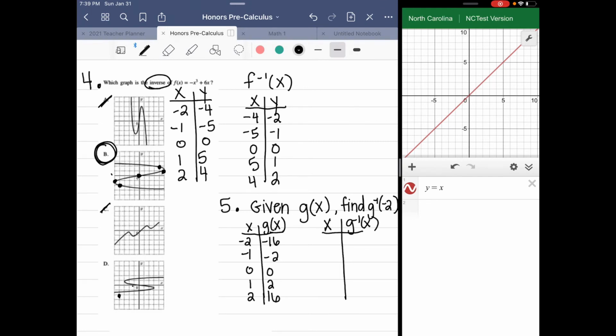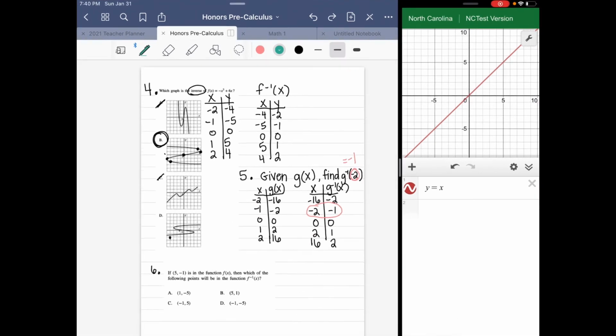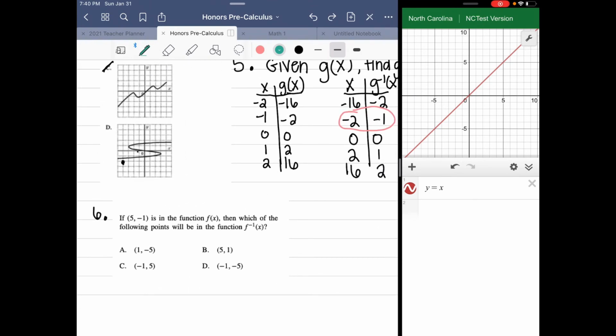So if I look at my inverse table, I'm going to flip those values. So this is going to be negative 16, negative 2, negative 2, negative 1, 0, 0, 2, 1, and 16, 2. And it really is just about identifying. So for the inverse, this is going to be my input value. So my input value is 2, and that corresponds with negative 1. So the answer here is negative 1. Most times students will just go straight to the original g function, and they'll say, oh, I have negative 2, so the answer is negative 16. You have to look at the inverse value of that, okay?